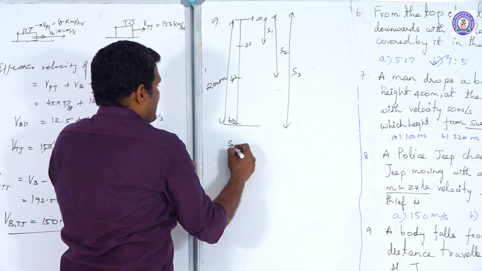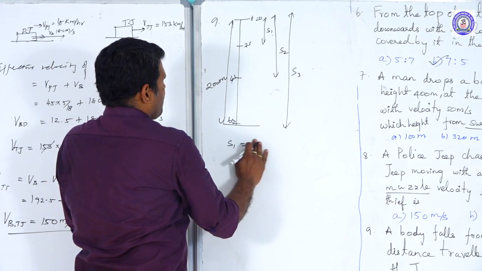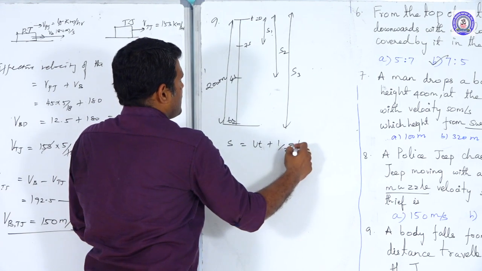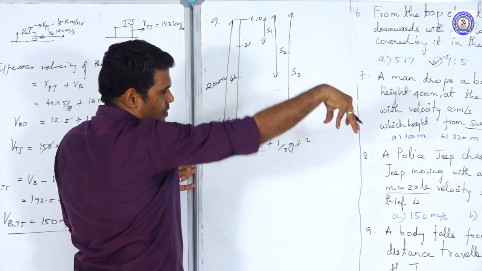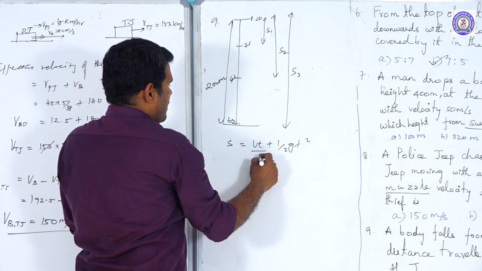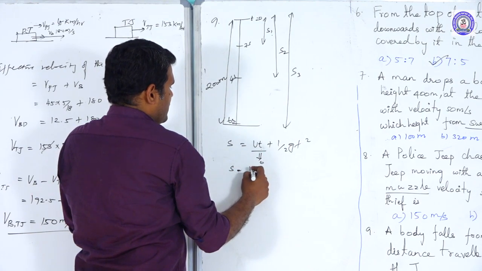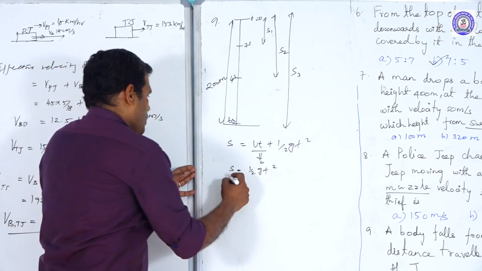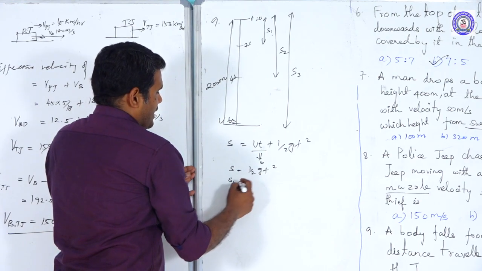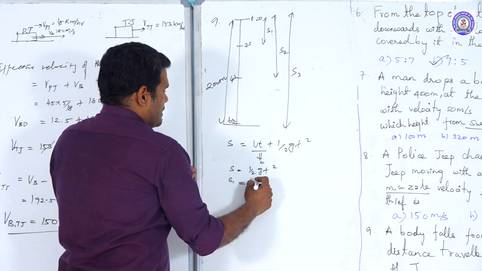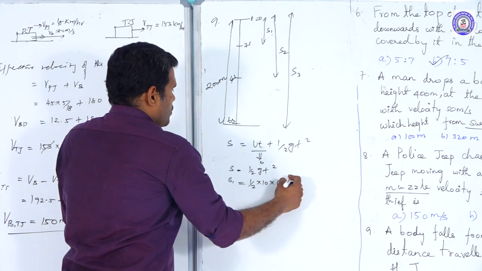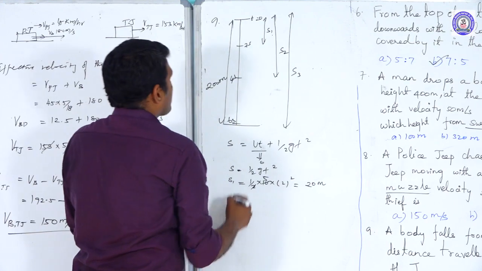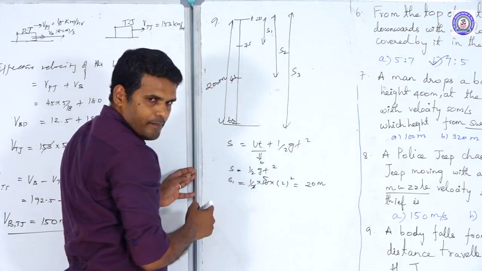So to calculate S1, I can write S equals ut plus half gt square. As it is dropped from a certain height, we can say initial velocity is 0, displacement S equals half gt square. Now, for the first 2 seconds, I can take S1. S1 equals half into 10 into 2 square. This is 5, 2 square is 4, so 20 meter. So this distance traveled is 20 meter.